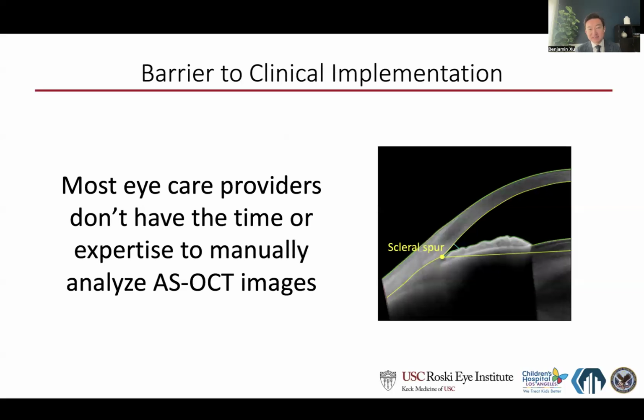However, at this point, it's important to consider certain barriers to clinical implementation that might prevent us from adopting ASOCT imaging for angle closure care. One major barrier to clinical implementation is the fact that most eye care providers don't have the time or the expertise to manually analyze ASOCT images. As I mentioned previously, the scleral spur has to be identified in these images before measurements can be obtained, and this can be quite difficult, especially in eyes that have iridotrabecular contact or angle closure.